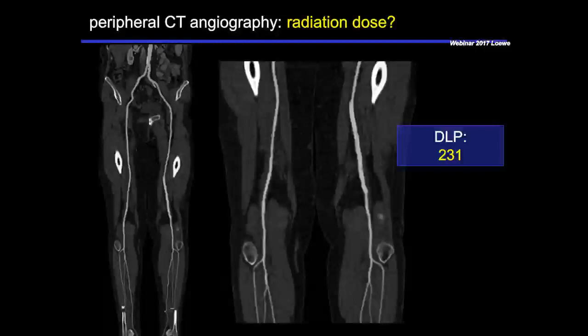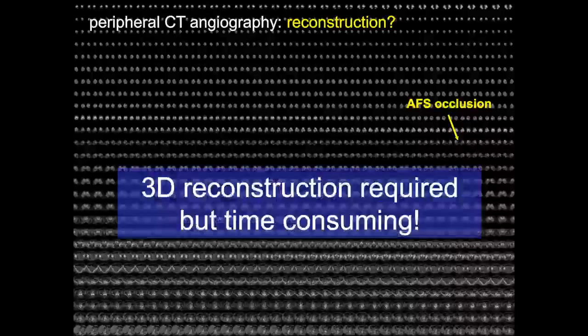Big challenge is still the reconstruction of the peripheral CTA. Of course, it's not possible to assess a CTA like this and to demonstrate to your surgeon that there is an SFA occlusion and the surgeon has to place a bypass graft there. So we really need the reconstruction techniques, but all of them are not totally perfect and most of them are really even time-consuming.